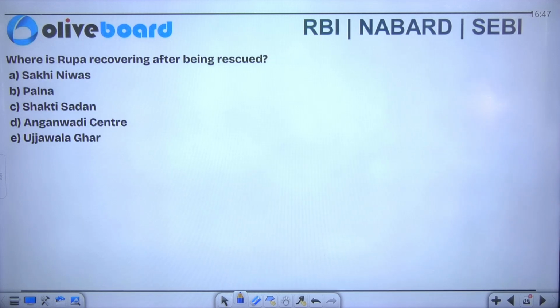Now, where is Rupa recovering after being rescued? Sakhi Nivas, Palna, Shakti Sadan, Anganwadi Center या फिर उज्ज्वला घर? So again, I'm hoping that you have given the correct answer. So here the correct answer is C.